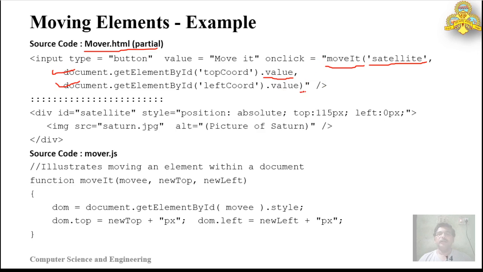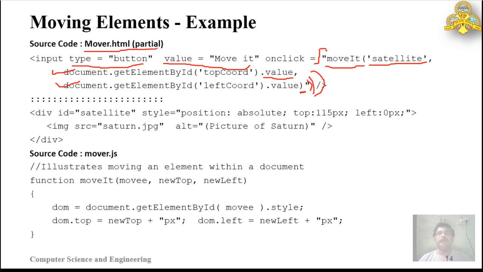So the function calling name ends here. Move it starts here, and since I can't fit this code in one line, it is spread to three lines. So input type is button, value is move it, and on click, this is the entire code.